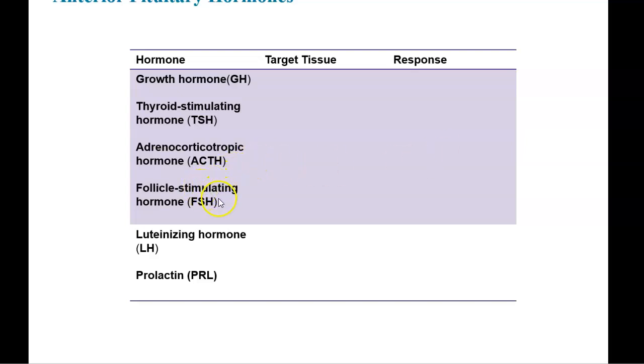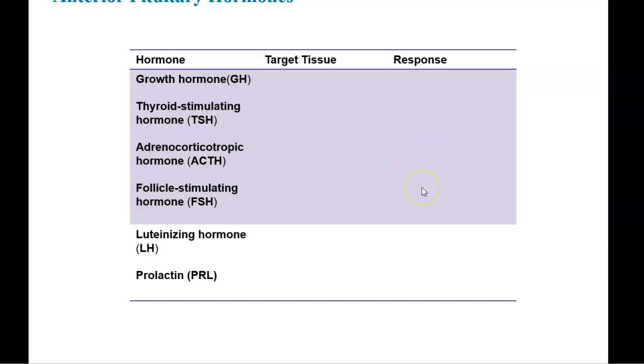The follicle stimulating hormone is going to target the ovaries and the testes. In the ovaries, it's going to stimulate the ovarian follicles to mature, and it's also going to be involved in the production of estrogen. In the testes, it's going to be involved in sperm production.